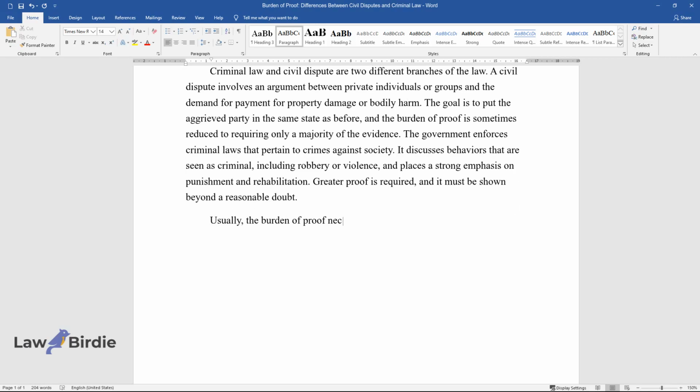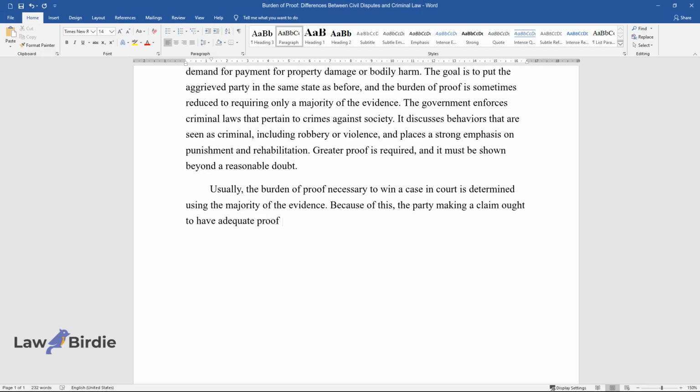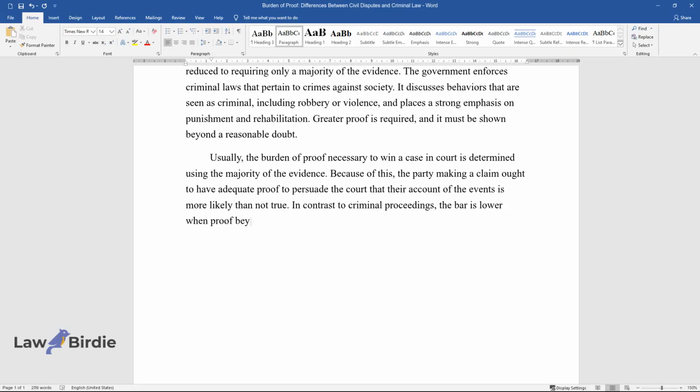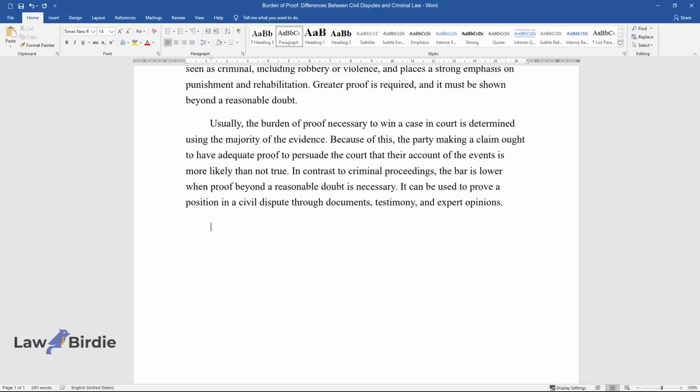Usually, the burden of proof necessary to win a case in court is determined using the majority of the evidence. Because of this, the party making a claim ought to have adequate proof to persuade the court that their account of the events is more likely than not true. In contrast to criminal proceedings, the bar is lower, as proof beyond a reasonable doubt is not necessary. It can be used to prove a position in a civil dispute through documents, testimony, and expert opinions.